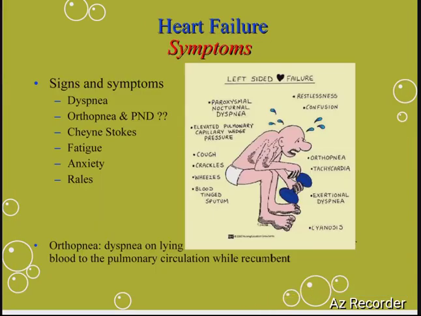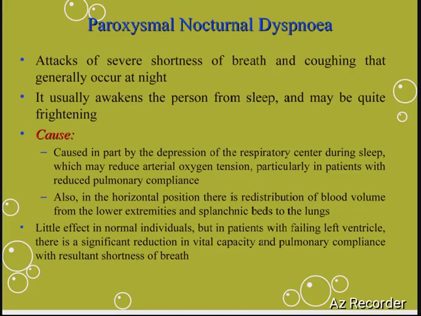Signs and symptoms will be dyspnea, orthopnea, PND, chest pain, fatigue, anxiety, rales. Orthopnea is dyspnea on lying down, where the blood shifts to the pulmonary circulation while the lungs are less compliant. Paroxysmal nocturnal dyspnea: attacks of severe shortness of breath and coughing that generally occur at night. It usually awakens the person from sleep and may be quite frightening.